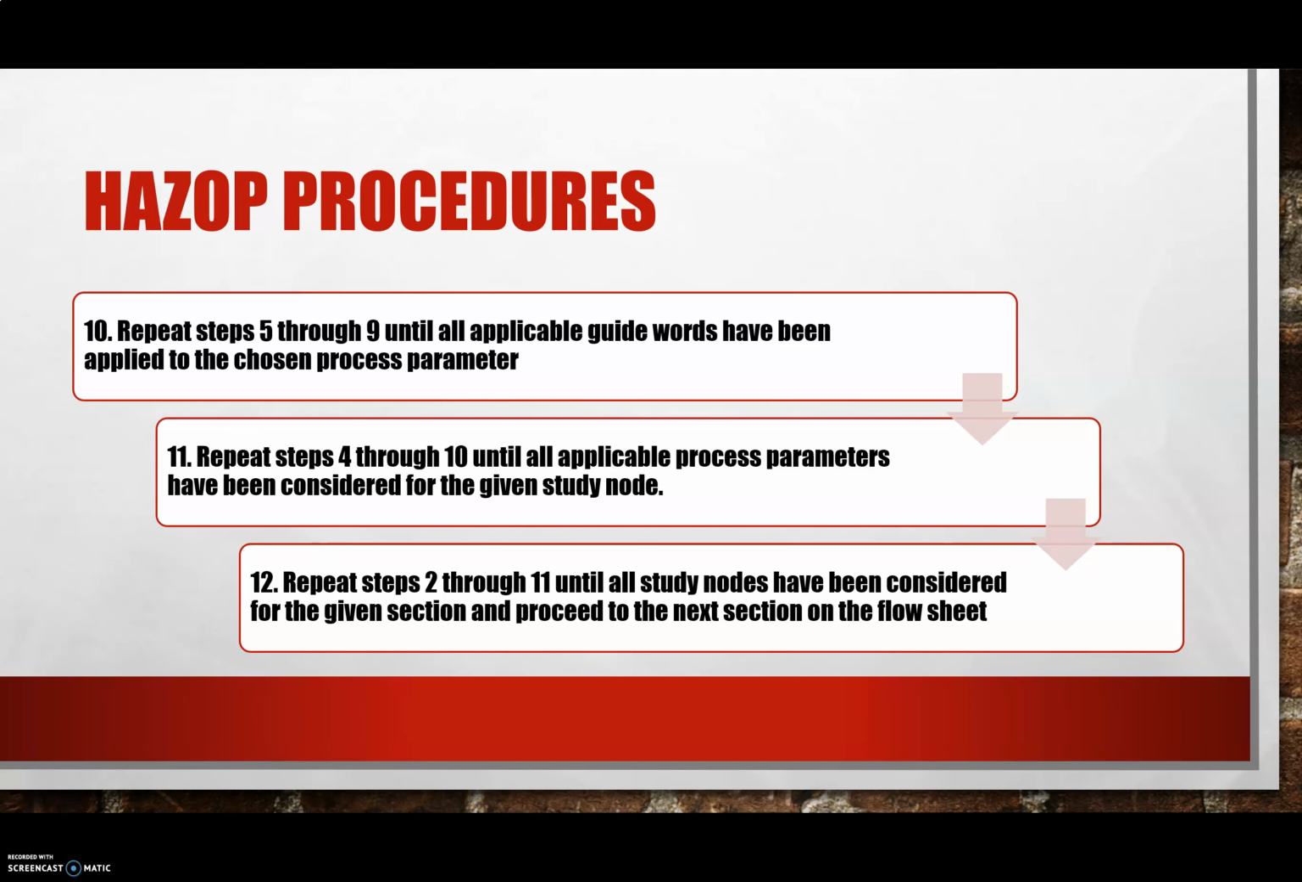So basically steps 10, 11 and 12 just remind you that you need to repeat this process for the same guide words and parameters, not exactly the same, but using these process parameters and guide words to make HAZOP studies on all nodes and all units. Basically, if you have done all of these procedures, you have covered most of the HAZOP studies for your plant.